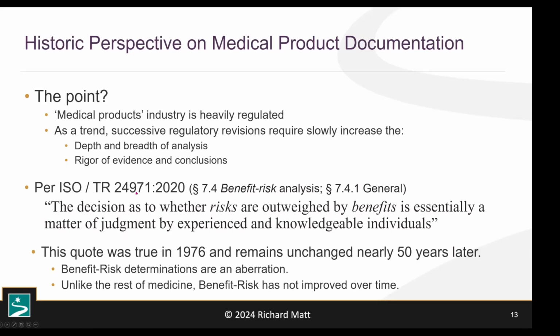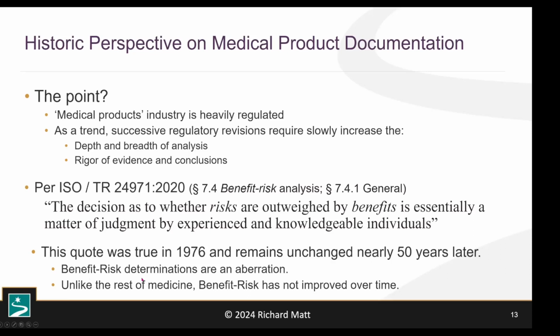Per ISO 14971, and this is an application standard that is highly respected in the medical device field, a decision as to whether risks are outweighed by benefits is essentially a matter of judgment by experienced and knowledgeable individuals. And this is our current state of the art. Not that everybody does it this way, but this is the most common method of performing benefit risk analysis. And benefit risk analysis by this method has a lot of problems because it's based on judgment and it's based on individuals, and both of those can change with different settings. That's why it's a favorite point of attack for product liability lawsuits. This quote was true in 1976 when medical devices were put under FDA regulation, but significantly it remains unchanged nearly 50 years later.